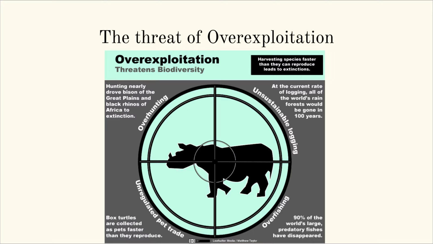You have hunting that nearly drove bison of the Great Plains and black rhinos of Africa to extinction. At the current rate of logging, all the world's rainforests would be gone in 100 years. Box turtles are collected as pets faster than they are reproduced, and 90% of the world's large predatory fishes have disappeared. This is an example of overexploitation. Say you hunt deer, maybe your family likes to hunt or fish in one area, and they've hunted or fished too often in that area. It could be overexploitation. It could cause the extinction of that species.